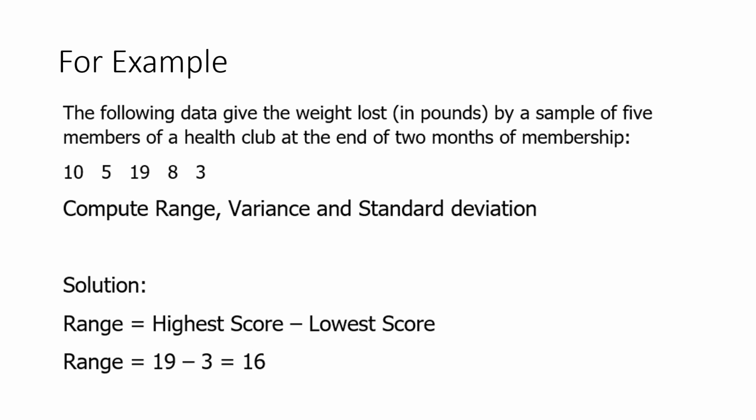From here, the range is just first introduced to identify the extreme scores. The highest score here is 19, while the lowest score is 3. So 19 minus 3 equals 16. So the range here is 16.